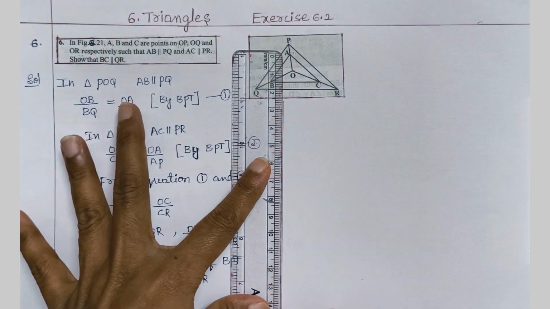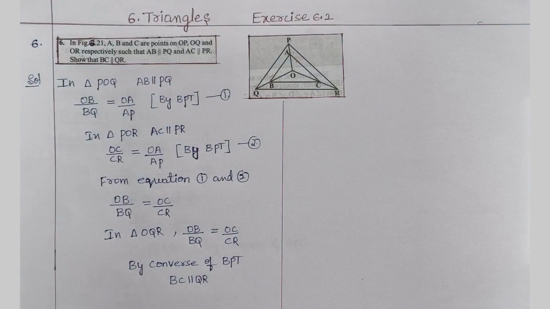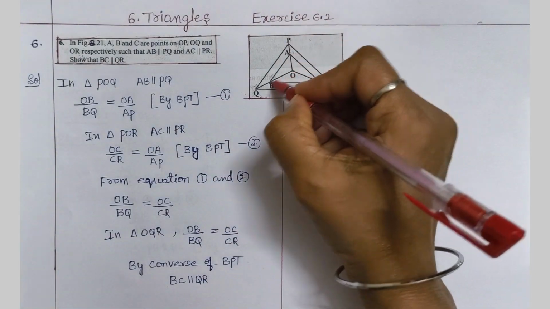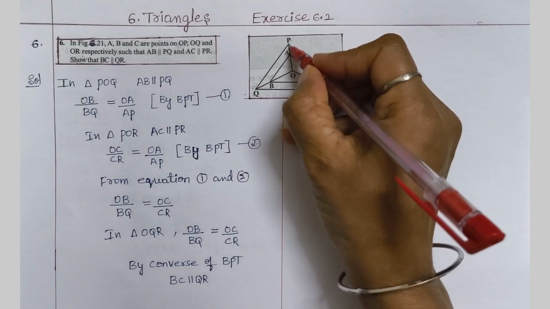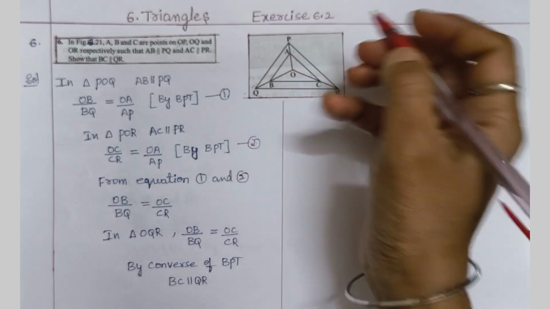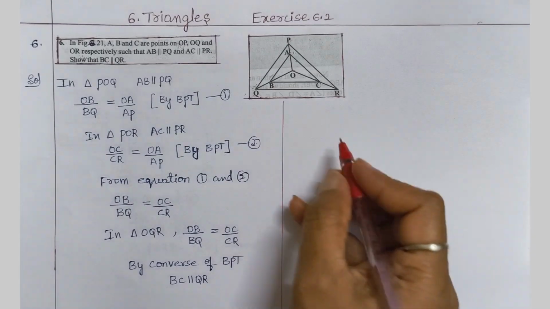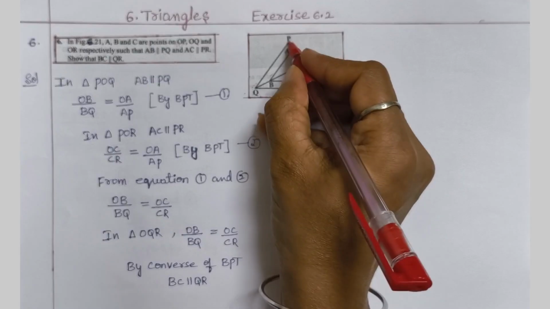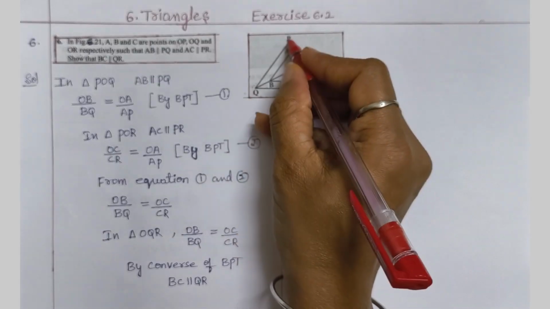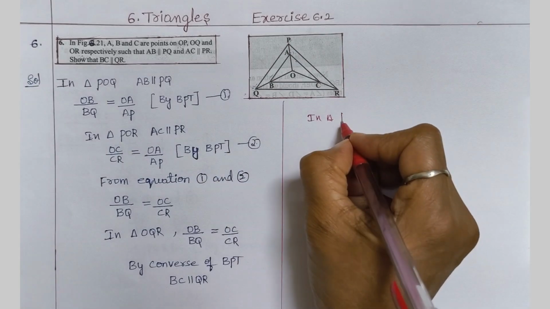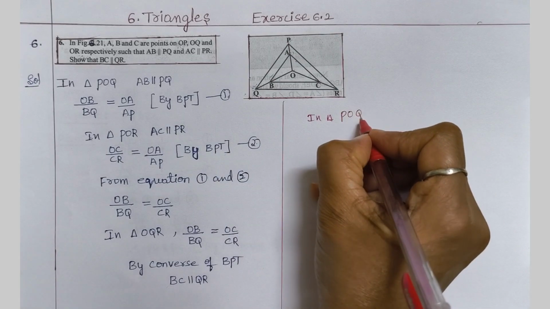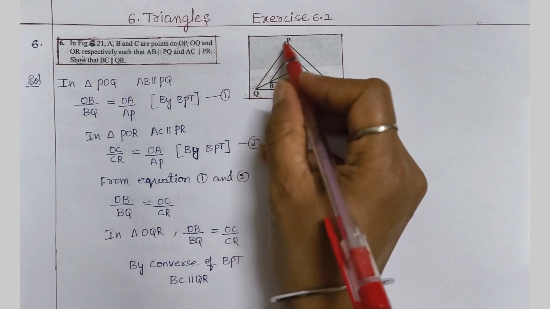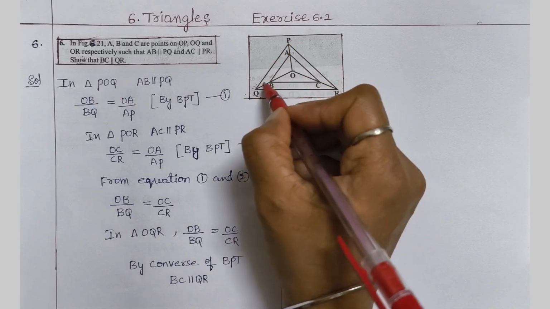See here, first, which triangle we will take? OPQ triangle. This triangle we will take. First I will write here. See, in triangle POQ, only this much triangle I am taking. In this triangle POQ, these two are parallel.